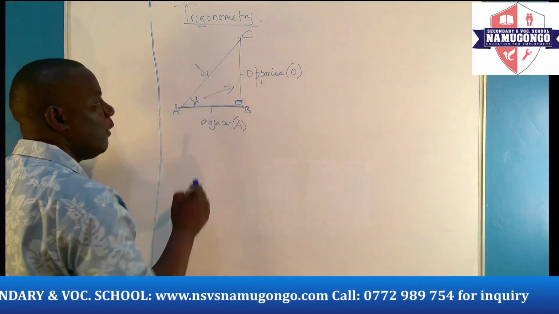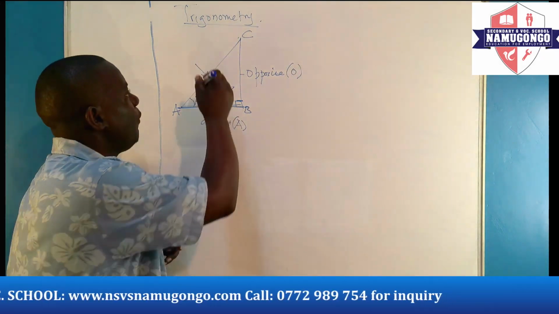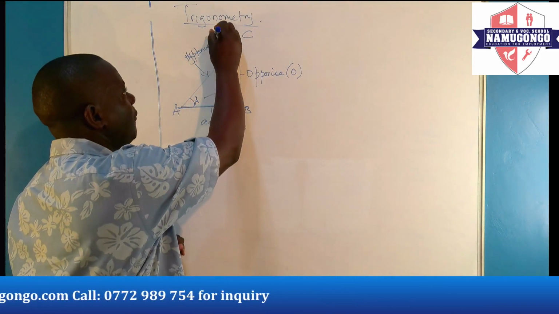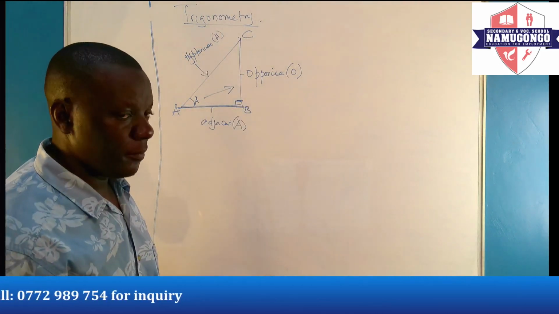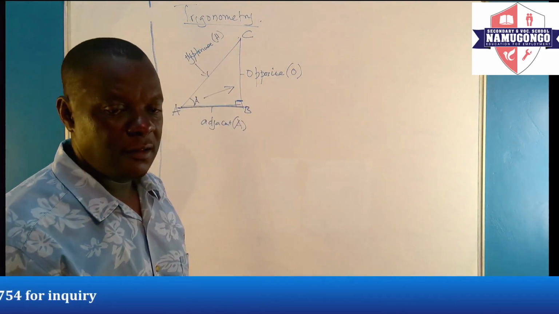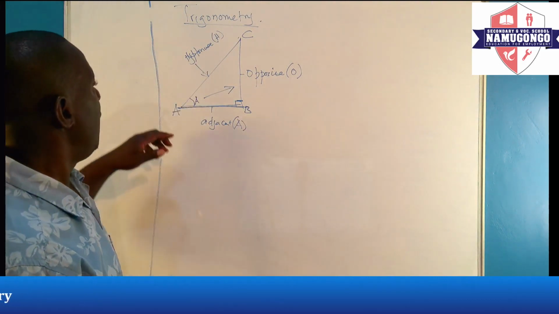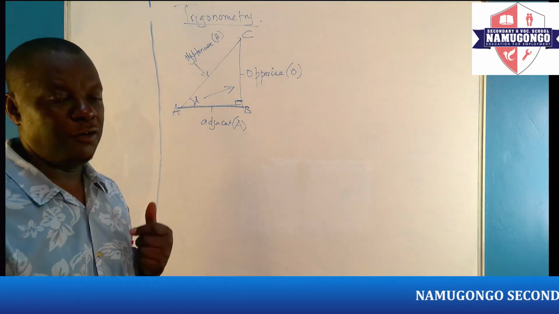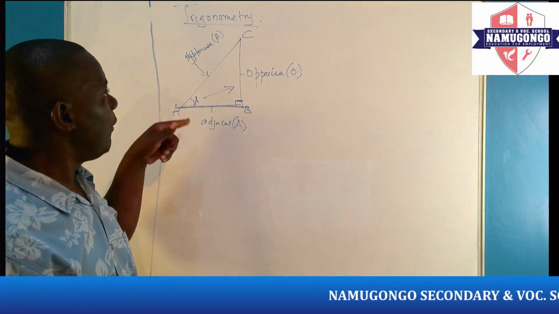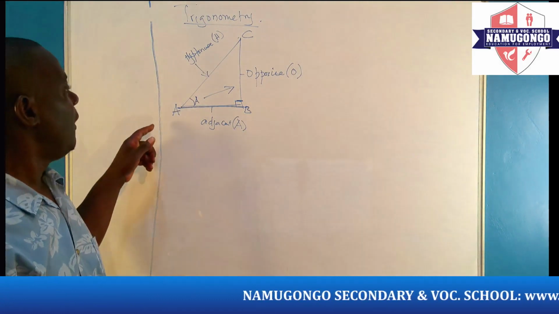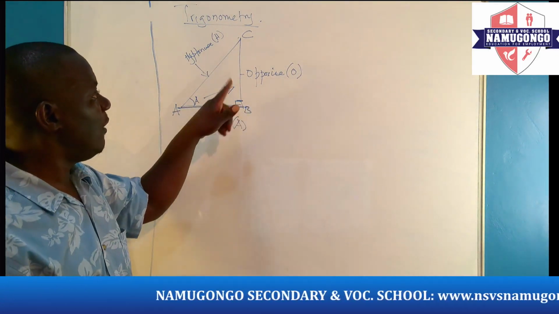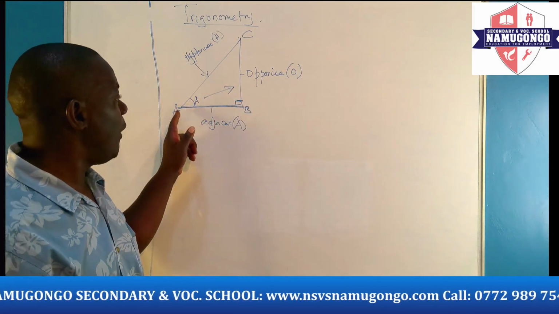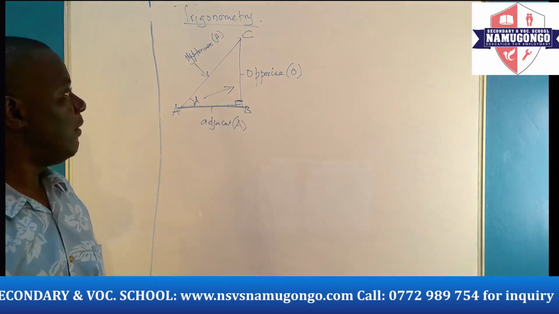This one here, the longest side, we shall call it the hypotenuse, and we shall denote it with letter H. The longest side AC is what we call the hypotenuse. The side opposite the angle, that is side BC, is called the opposite. And the side adjacent to the angle, that is AB, is called the adjacent.